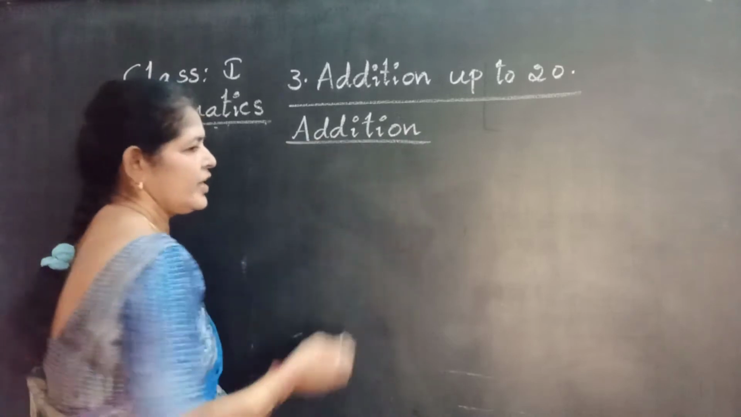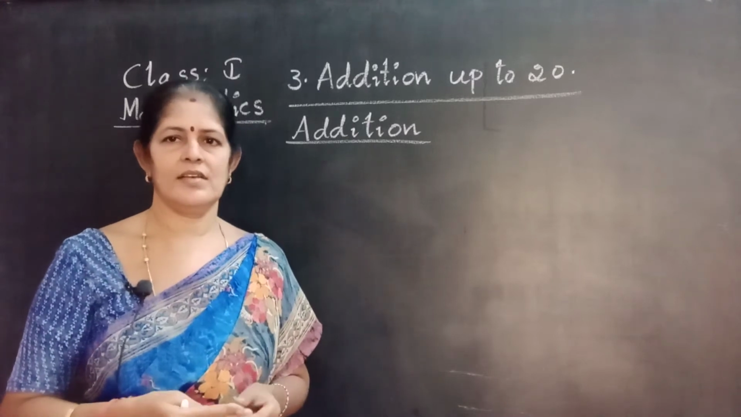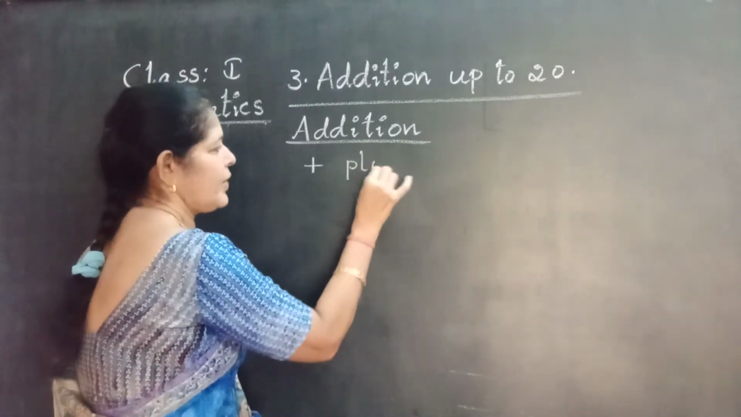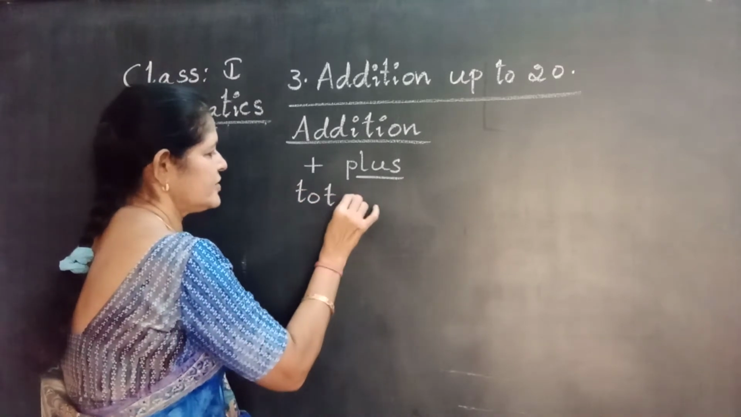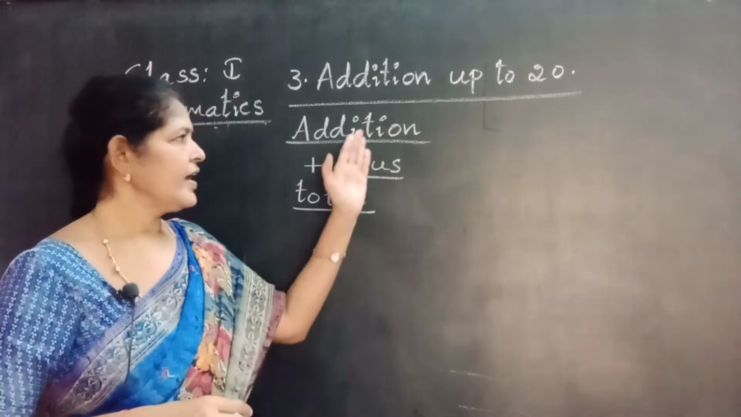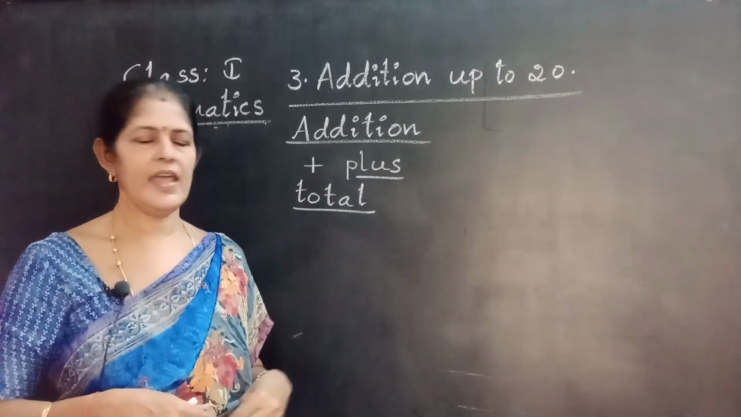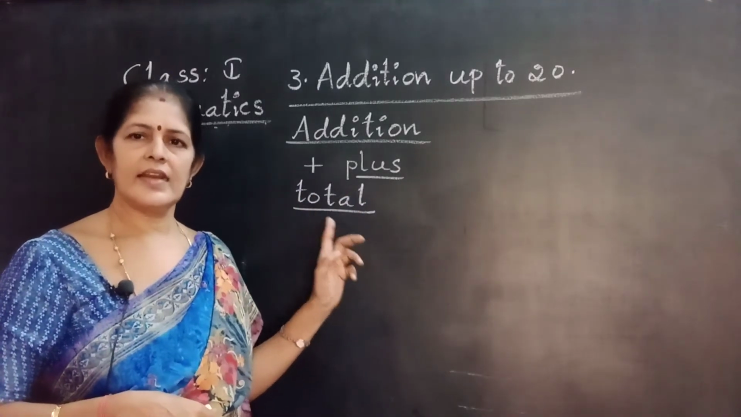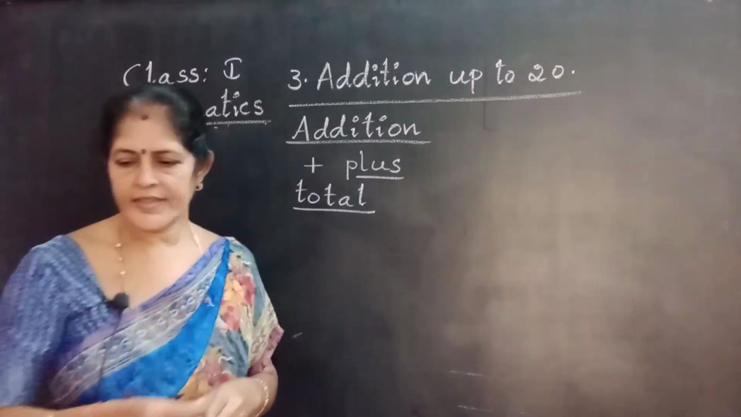We are going to put together two or more numbers or two or more things. Okay? Plus is the symbol for addition. This is read as plus. The result of addition is called total. T-O-T-A-L, total. Okay? Next one.